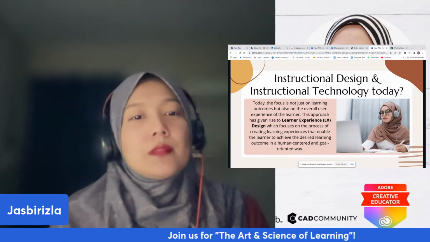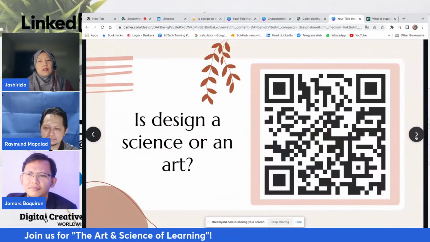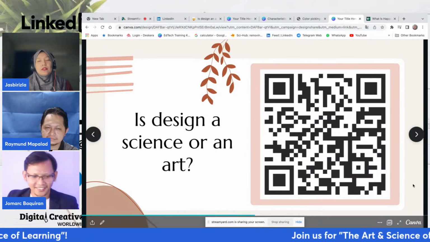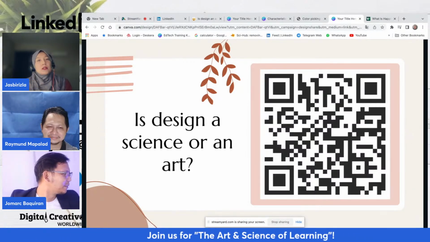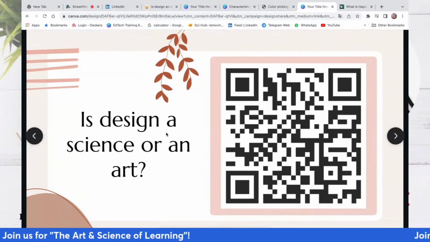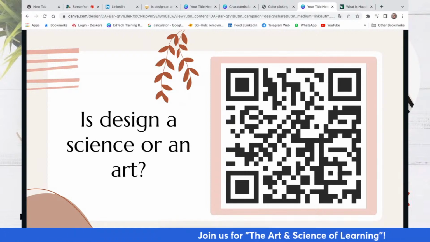If you have your phone with you, can you scan this and go to this wall, and let me know before you join this session: do you think design is an art or a science?